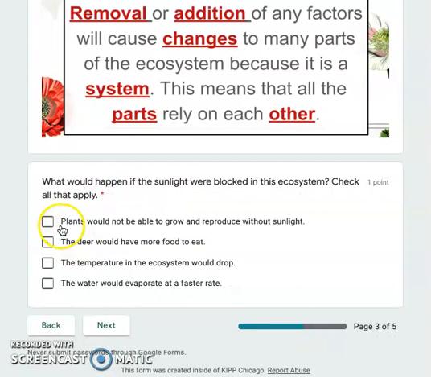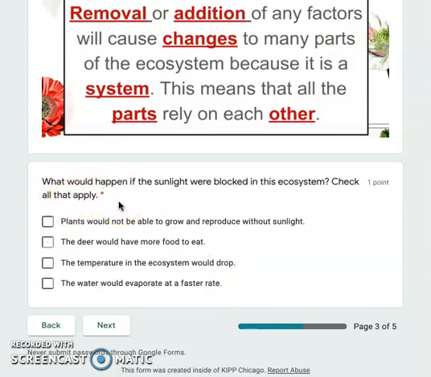Is it that plants would not be able to grow and reproduce without sunlight? The deer would have more food to eat. The temperature in the ecosystem would drop. The water would evaporate at a faster rate. So remember, it says check all that apply.